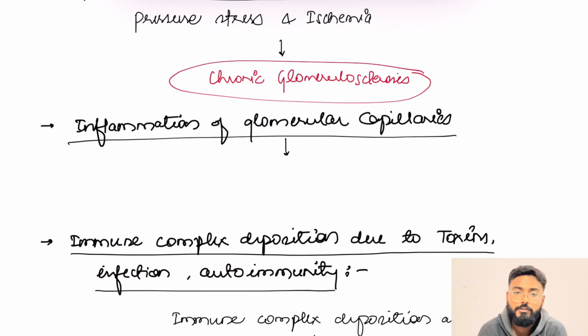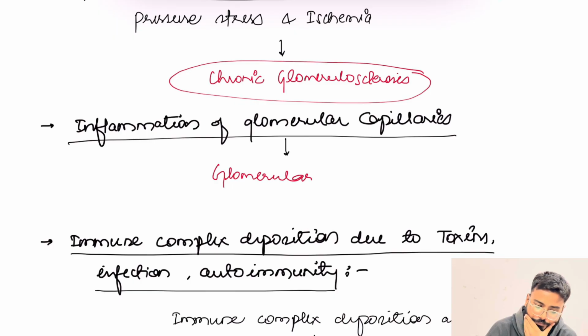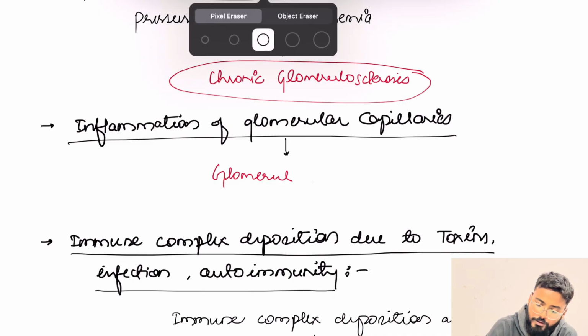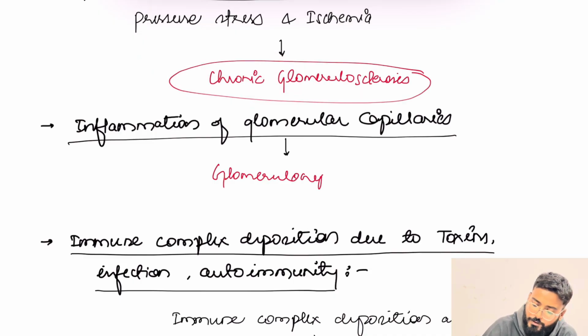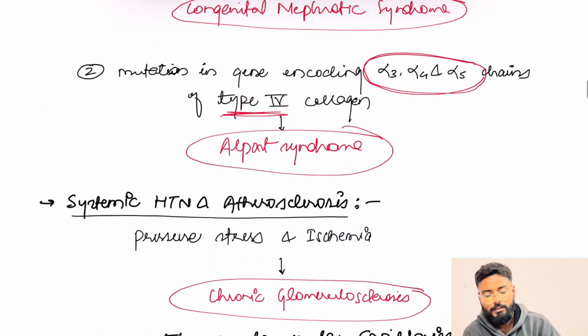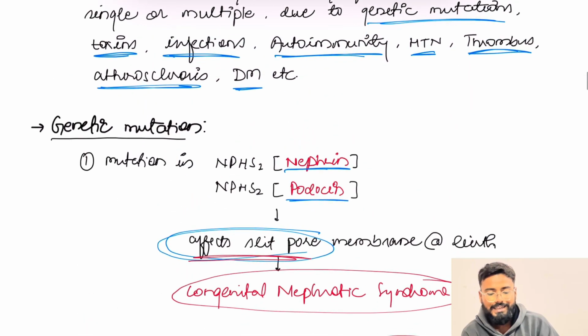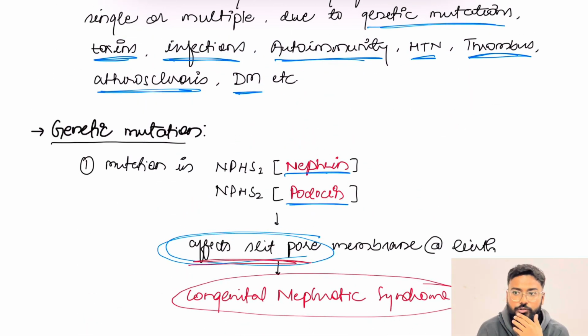Next one is inflammation of your glomerular capillaries. What is going to happen when there is inflammation of your glomerular capillaries? This is going to cause glomerulonephritis. Now, you see, there are multiple ways by which these structures can be affected.